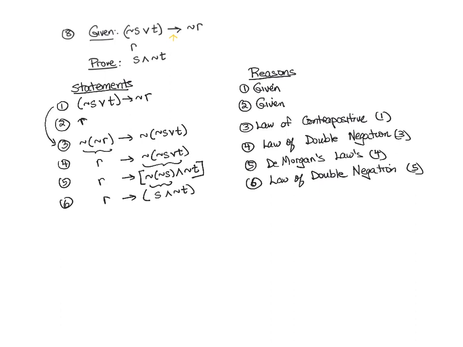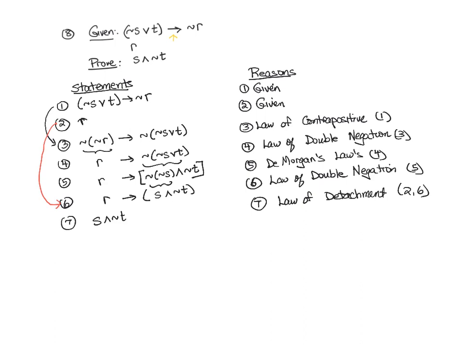Okay, and now, finally, we combine these two. We've got a conditional that's true and the antecedent true. And so we conclude S and not T. And this is the law of detachment from steps 2 and 6.